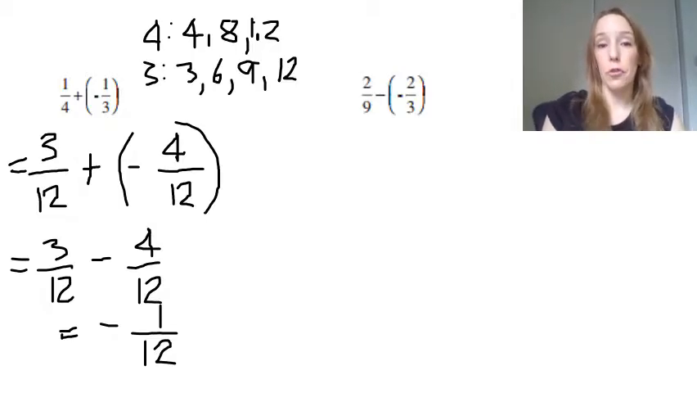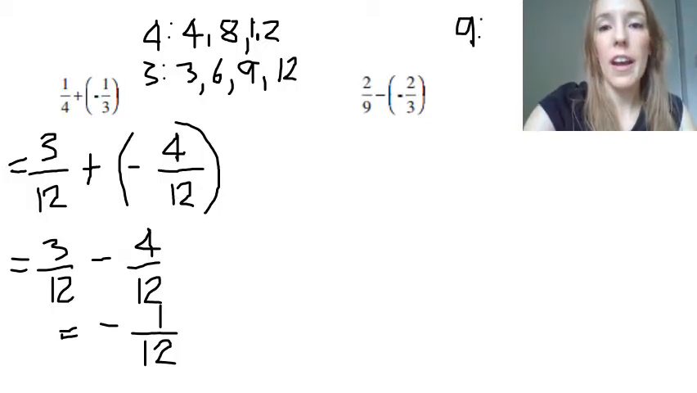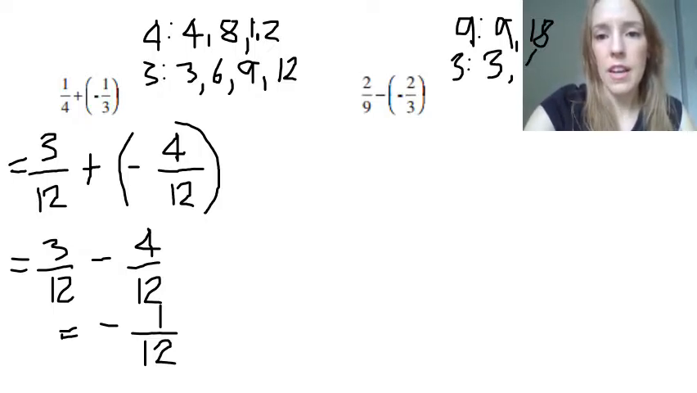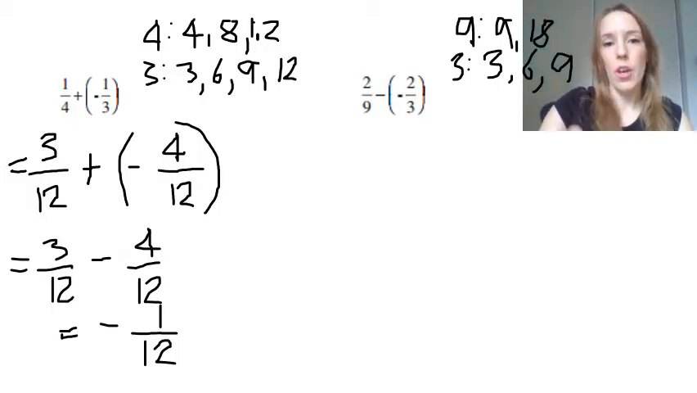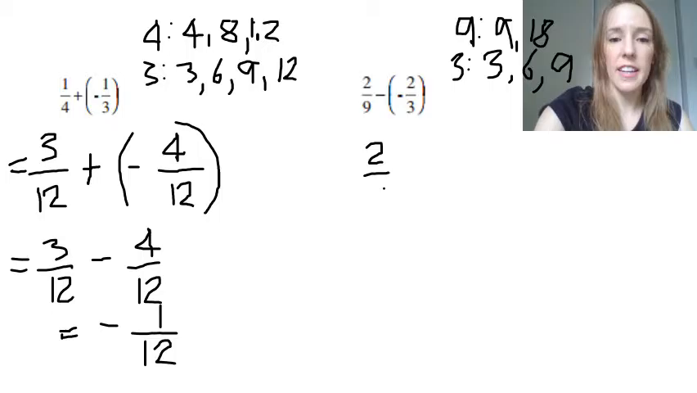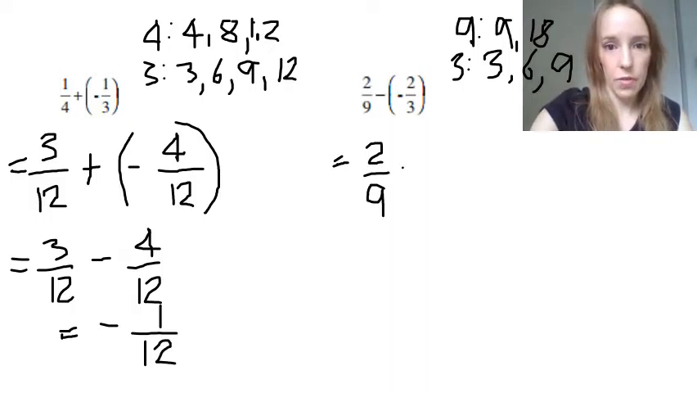For our second example, we've got 2/9 take 2/3. Sorry, take negative 2/3. Again, our denominators are different, so we're going to have to do our lowest common multiple. So multiples of 9 are 9, 18, etc. Multiples of 3 are 3, 6, 9. We can see there 9 is our lowest common multiple. So the first fraction, 2/9, can actually just stay the same. And our second fraction is what we're going to have to convert.